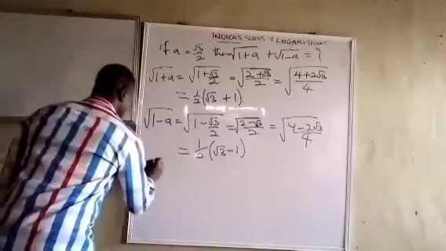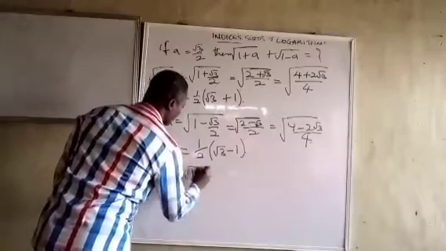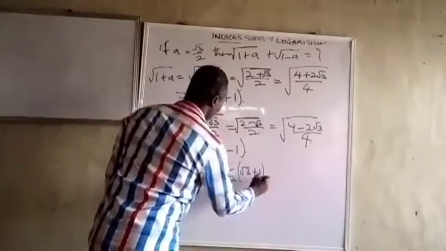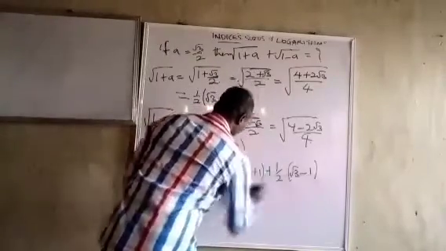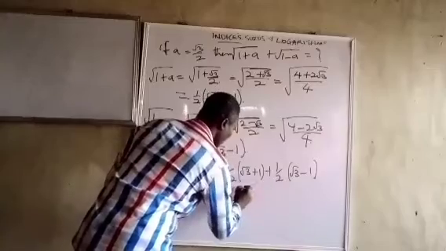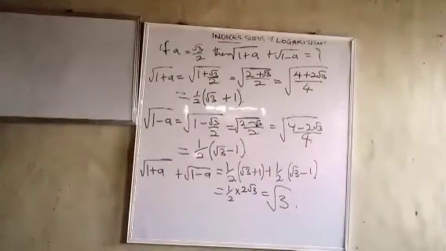So let me add the two. Root of 1 plus a plus root of 1 minus a is going to give me half into root 3 plus 1 plus half into root 3 minus 1. So what does that give? Half, this one will cancel, this times 2 root 3. So the answer at the end of this is going to be root 3. So the answer is root 3.